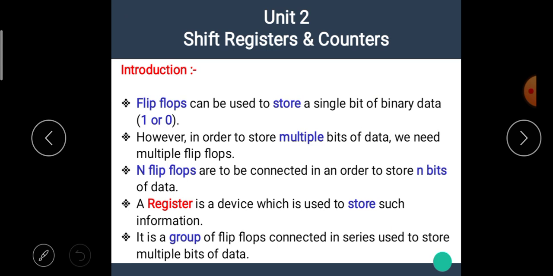Flip-flops can be used to store a single bit of binary data, 1 or 0. However, in order to store multiple bits of data, we need multiple flip-flops. For example, if we want to store the data 1 1 1 0, then we require a total of 4 flip-flops. N flip-flops are to be connected in order to store n bits of data.